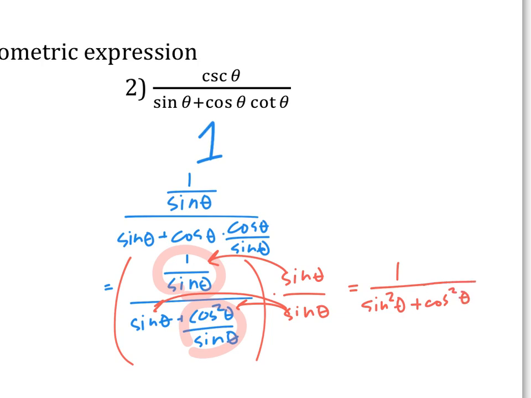Now recall, sine squared plus cosine squared. I know that you memorize it as cosine squared plus sine squared, but remember that addition is called a commutative property, so you can switch the order. So sine squared plus cosine squared is the same as cosine squared plus sine squared. And both equal 1. So this is really 1 over 1. So the answer is 1.